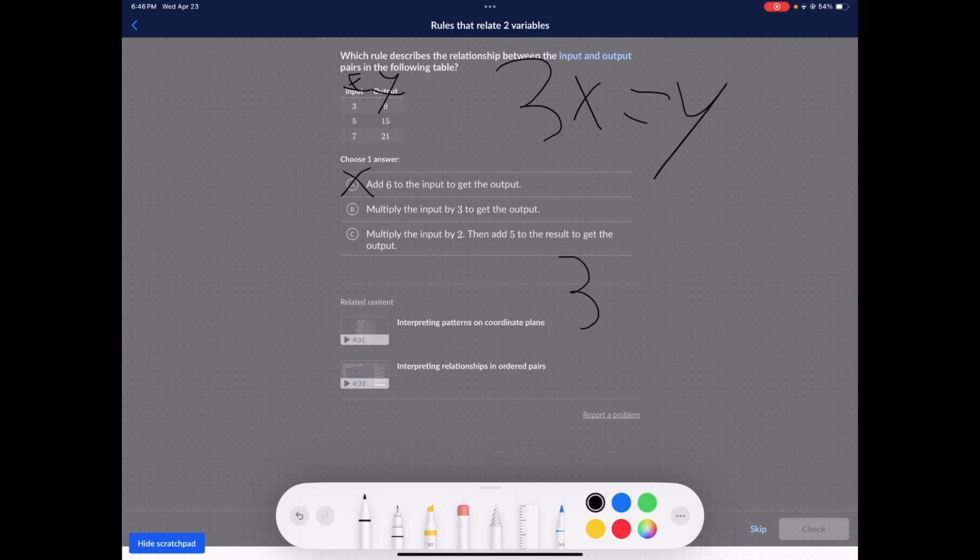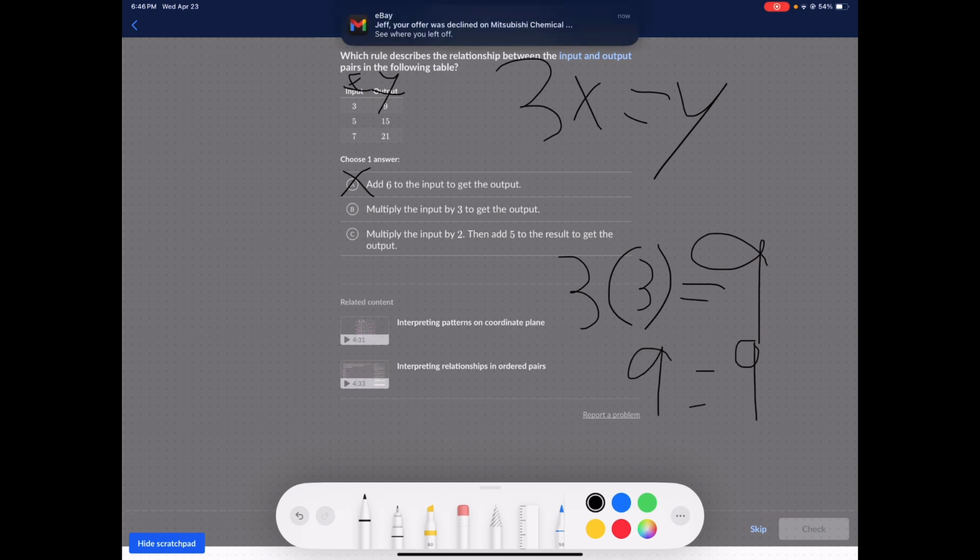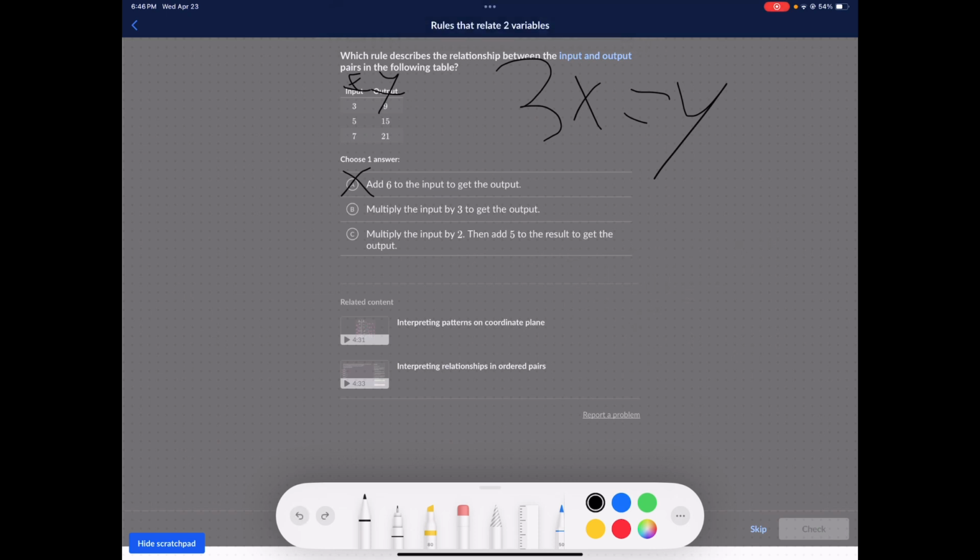If we plug in 3 here, what will we get? We get 9. And is that equal to y, the output? Yeah. Hey, look at that thing. It looks kind of like a bow tie. A little fun fact. Okay, yes, anyways. So, yeah, it is equal to y.